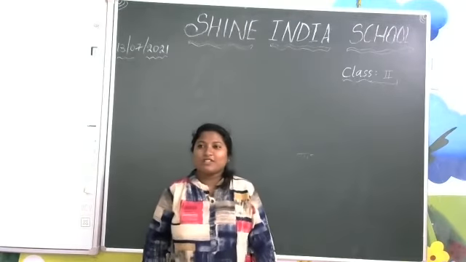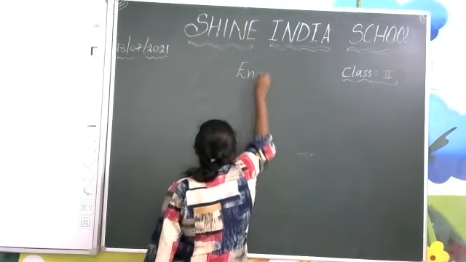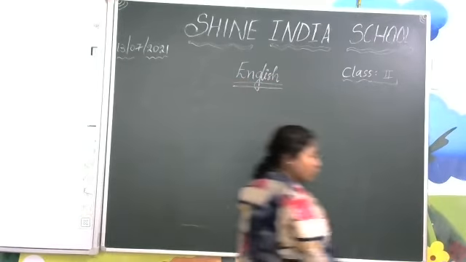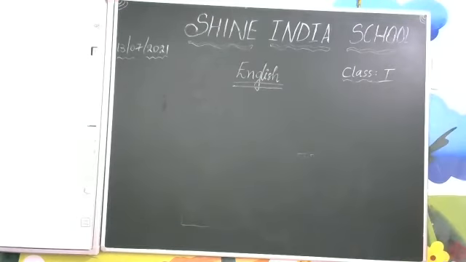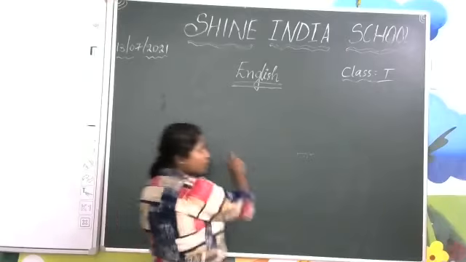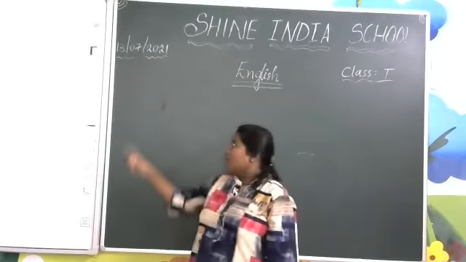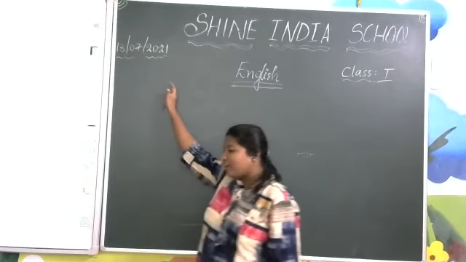Okay, children. So, this is our English class. You are all children of class 1. Today's date is 13. Okay, children?